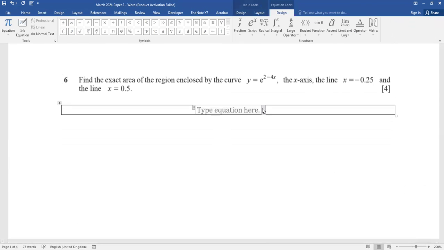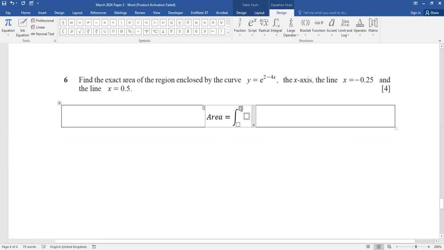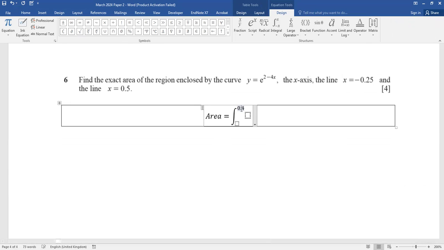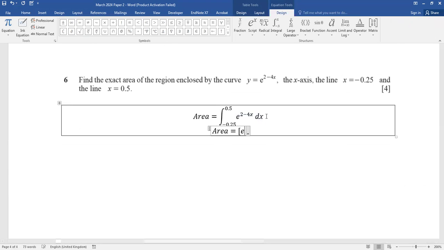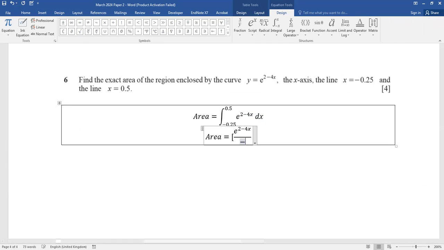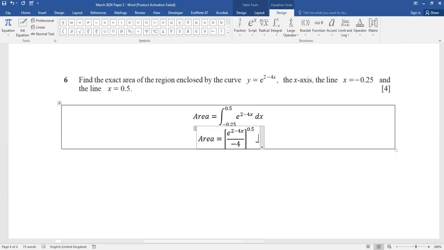0.5. So if I wanted to find the area, I integrate it and put on the limits as 0.5, the upper value, minus 0.25. First, we will integrate e to the power 2 minus 4x. The power remains as it is, and we divide by the derivative of the power. The upper limit is 0.5, the lower limit is 0.25.